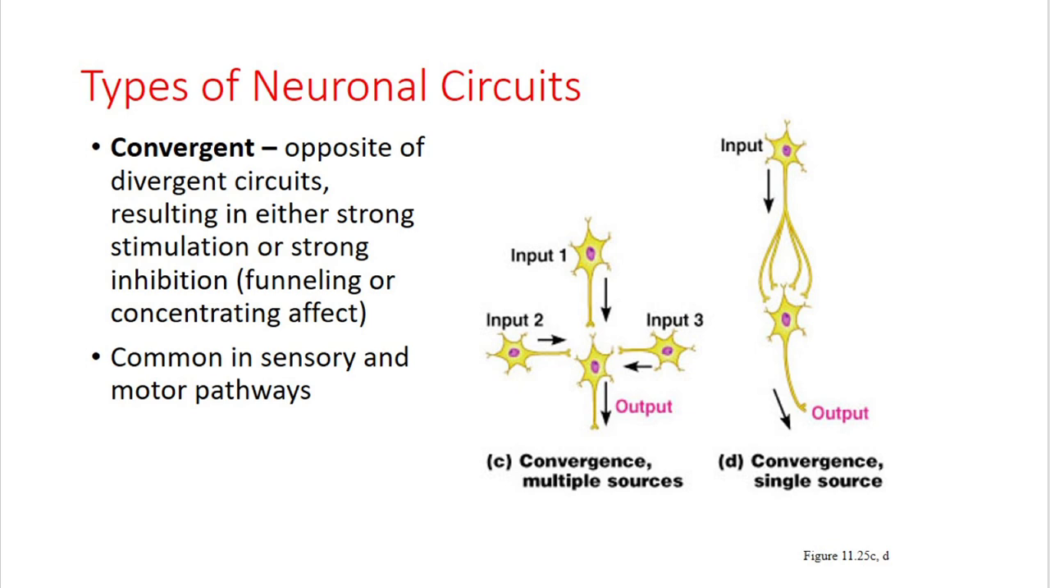There's also the opposite of divergent circuits, or convergent circuits, where you have a strong stimulation or strong inhibition that acts on one output neuron, creating a funneling or concentrating effect. This is really common in sensory and motor pathways.